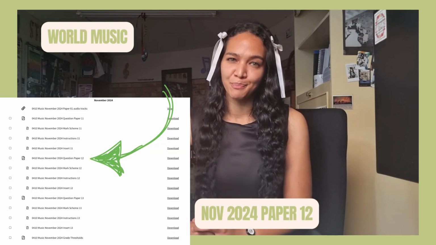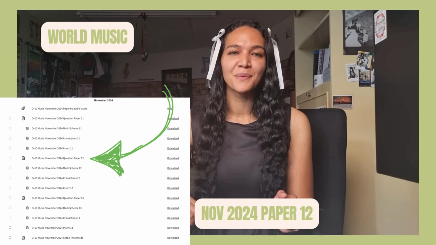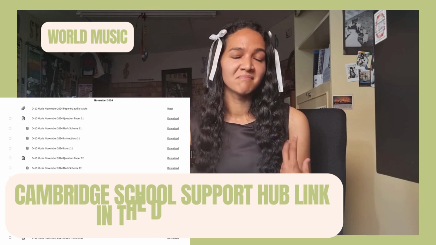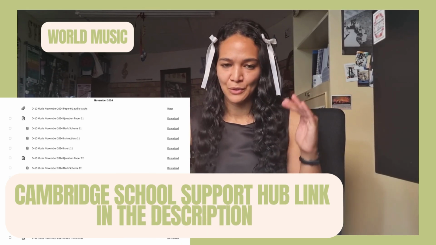IGCSE music listening paper. We are looking at world music today, general music that is. So we are going to look at both section B1 and B2 from the November 2024 paper 1-2 past paper. So we're going to go through those full general world music sections. We're going to take a listen to the audio extract, look at our question paper, and follow by answering the questions.